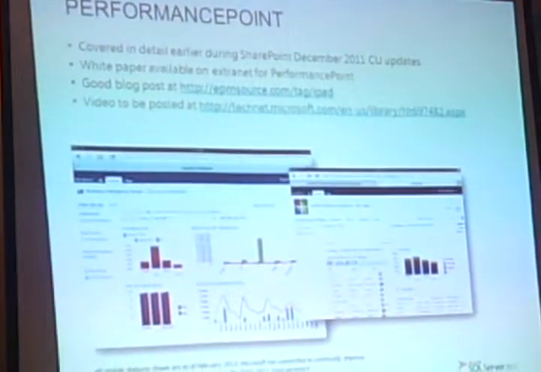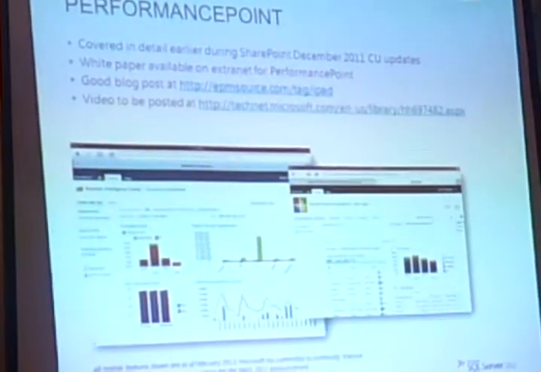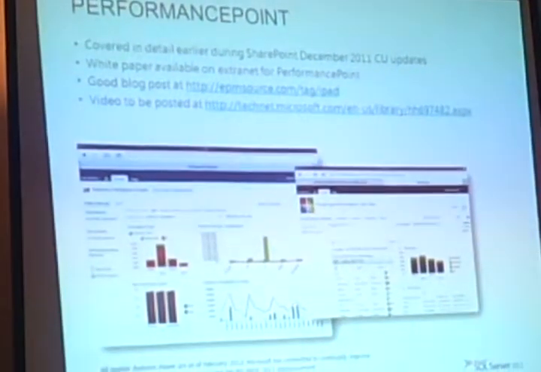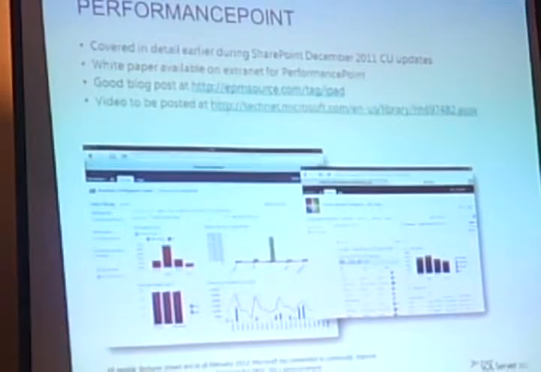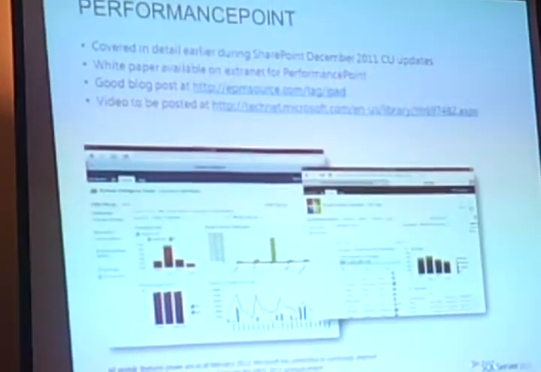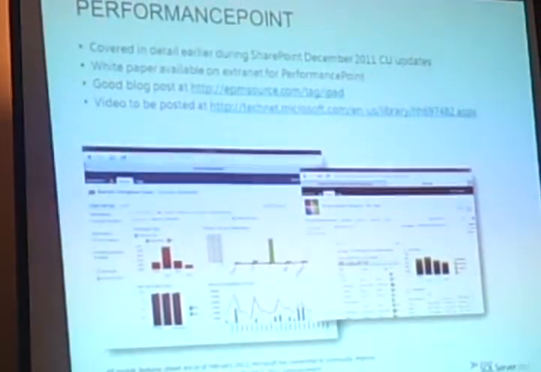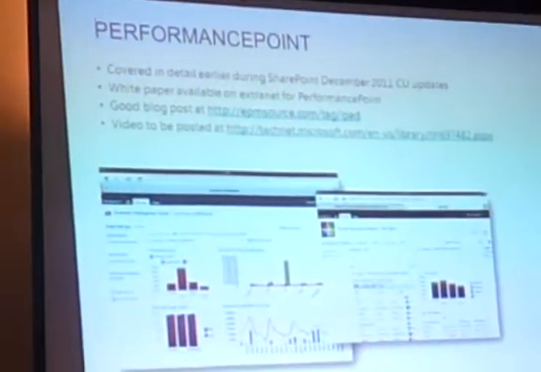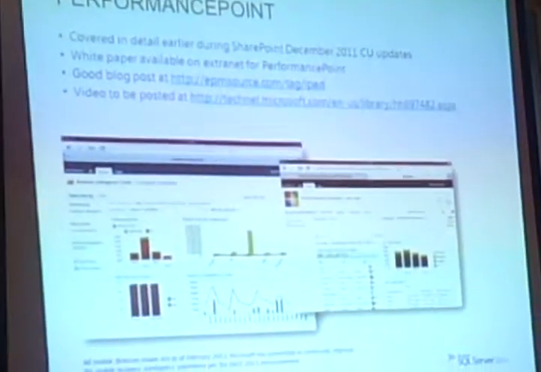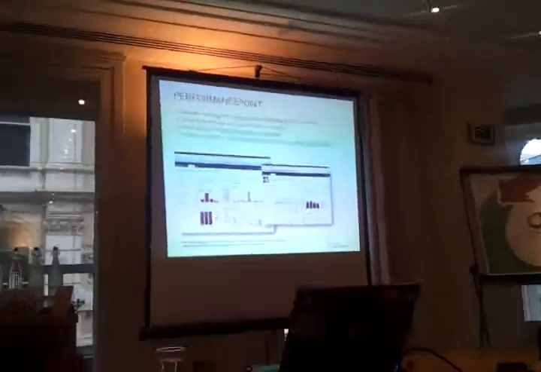But I think the key thing with Performance Point is it's all about performance management. It's all about scorecarding. It's about the whole Norton and Kaplan methodology around having scorecards to measure your business by. So if you're familiar with that formulation, that's what Performance Point gives you.